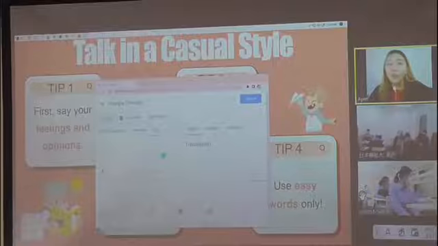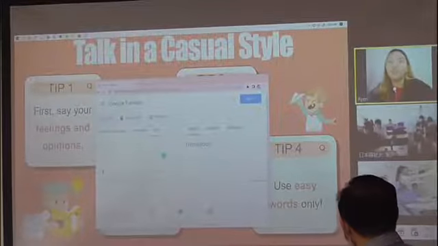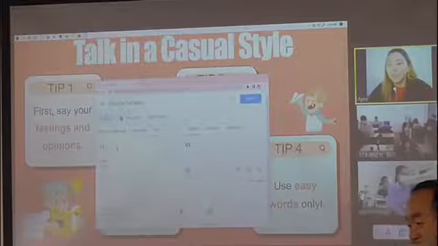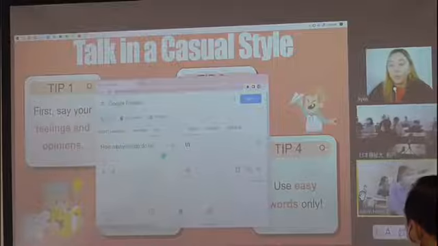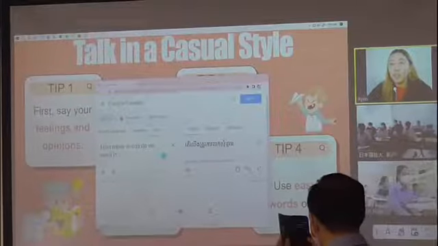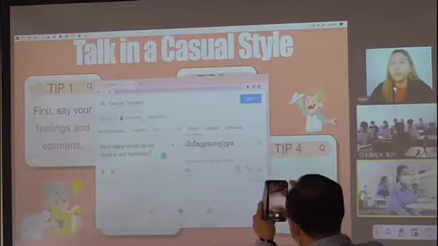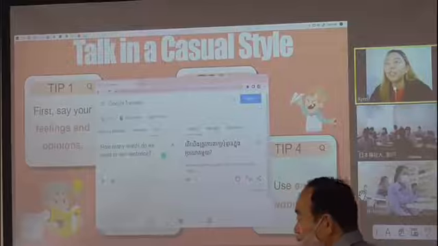Okay, so if you don't have any questions, I will ask you one thing about this slide. So my question is, how many words do we need in one sentence? How many words do we need in one sentence?